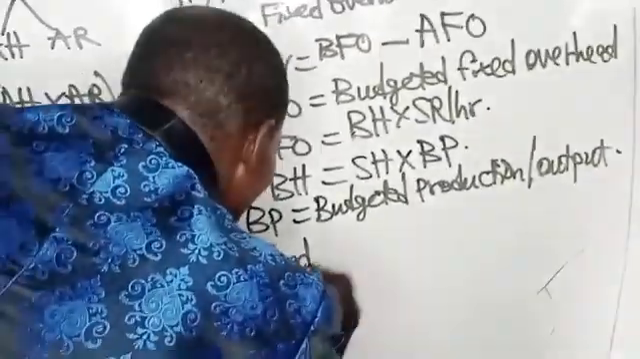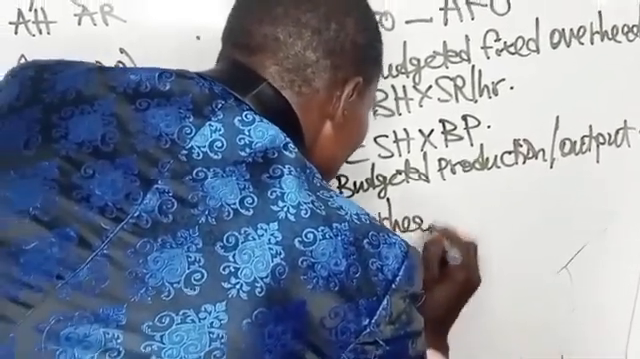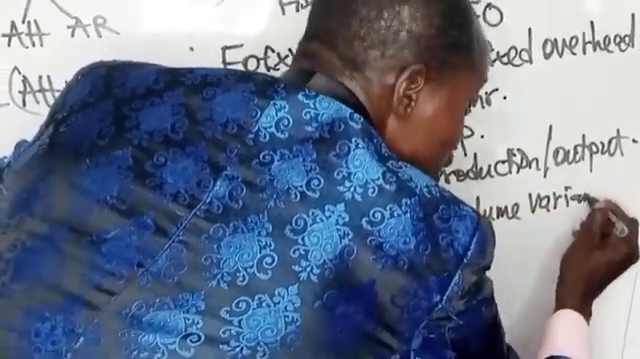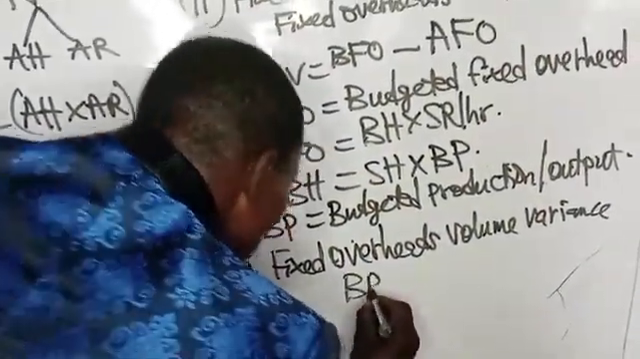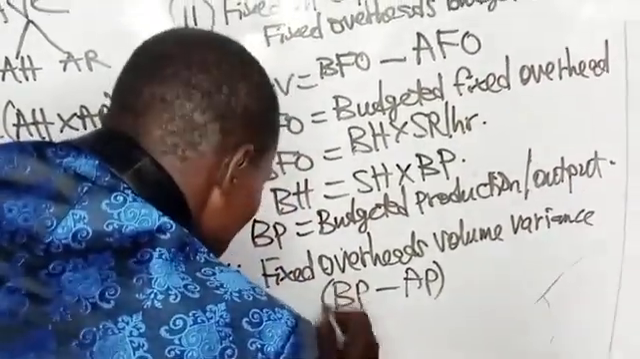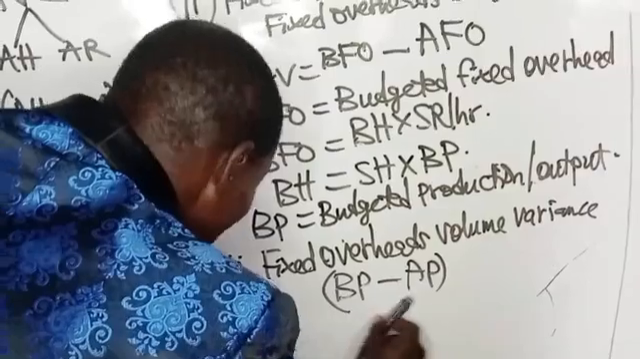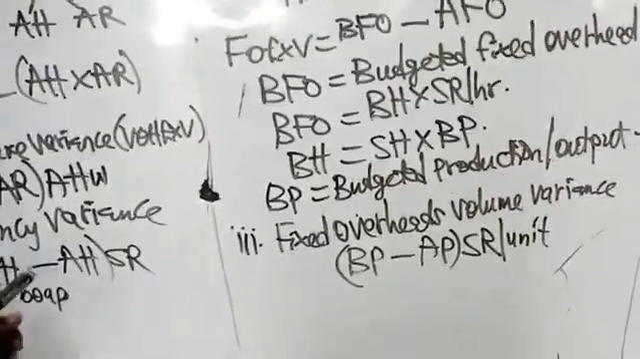What is fixed overhead volume variance? Fixed overheads volume variance. Being a volume variance, we are talking about the level of output achieved, which is budgeted production minus actual production times, this is production per unit, which is in units, not hour. So this weight will be standard rate per unit.